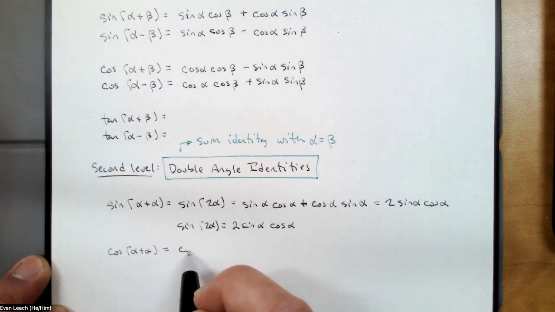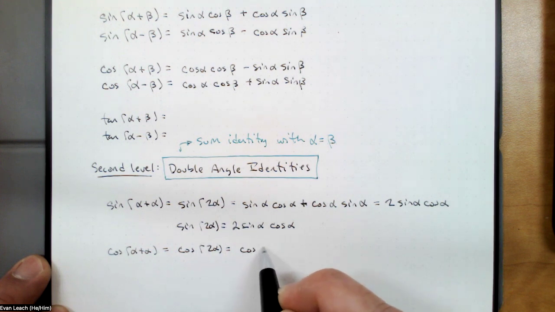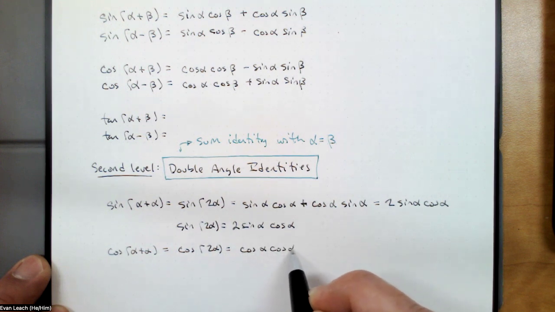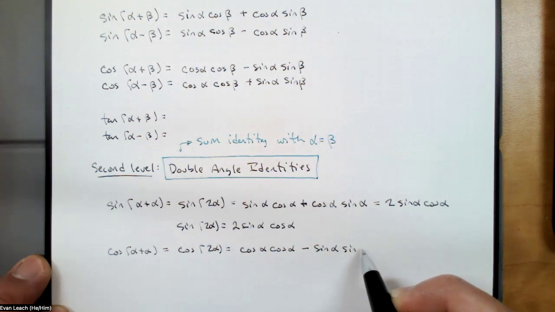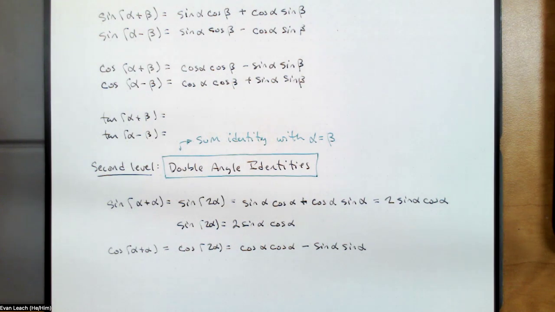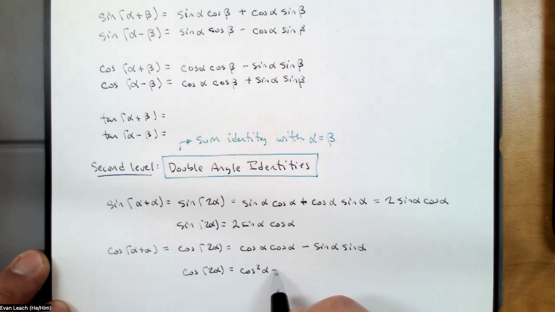And then we just do the same thing for cosine. This one plays out a little bit different because now our first term is cosine alpha times cosine alpha, so we'll write that as cosine squared alpha. And sine alpha times sine alpha is sine squared alpha.